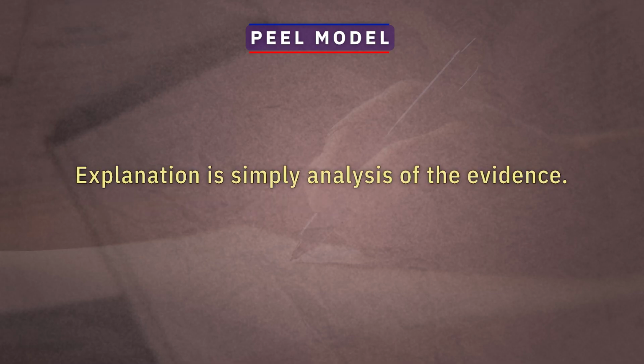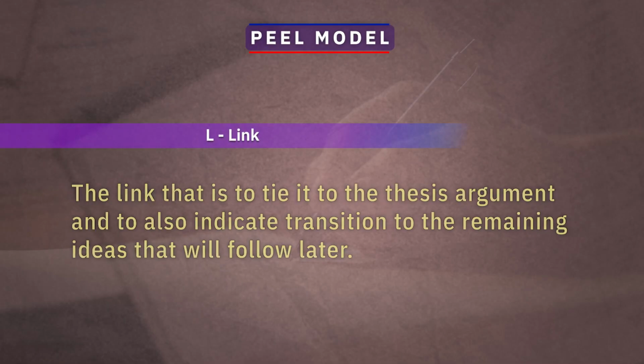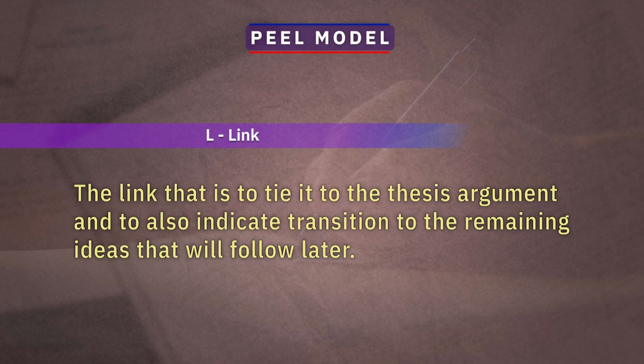Explanation is simply analysis of the evidence. This analysis has to be original. It has to be on the basis of all the critical material that has been examined in the literature review. And finally, the link, that is to tie it to the thesis argument and to also indicate transition to the remaining ideas that will follow later.